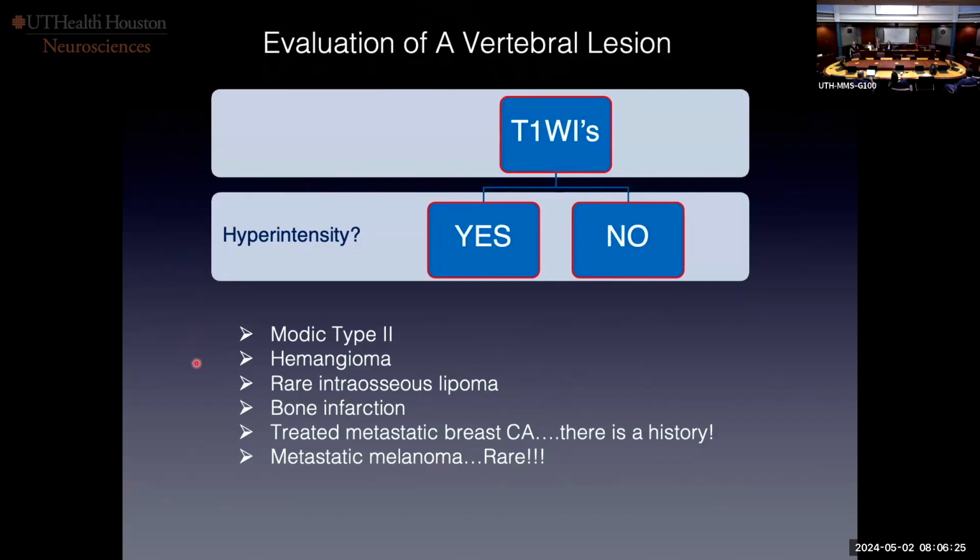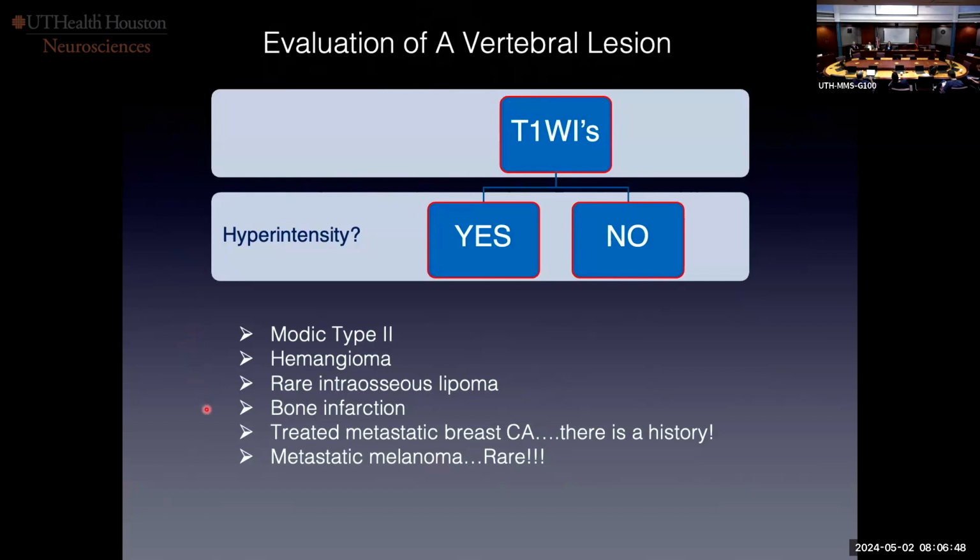If it's a lesion that's bright on both the T1 and T2 weighted images, not fat suppressed, then hemangioma is a very good bet. Intraosseous lipomas in the axial skeleton are rare, but still possibility. And infarct more geographic with a low signal intensity on the T2 weighted image around it. Again, more uncommon in the axial skeleton.